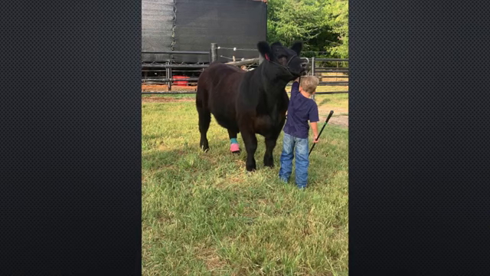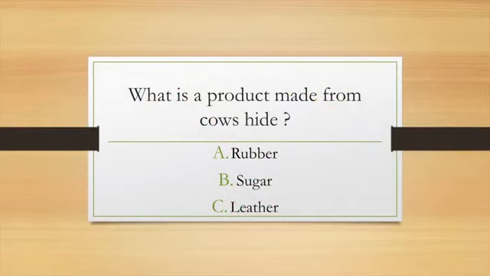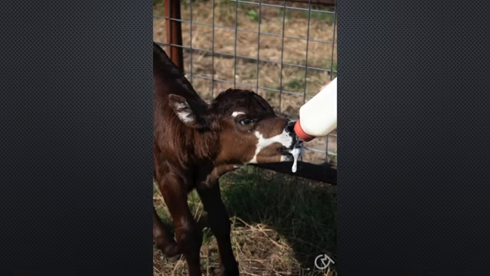Question number 6. What is a product made from cow's hide? Is it A, rubber, B, sugar, or C, leather? If you pick C, leather, you're correct. Leather is made into multiple different objects. It could be the belt you're wearing, the shoes you're wearing, your couch, or the seats in your mom and dad's truck. But best of all, being in Texas, your boots are made of leather.